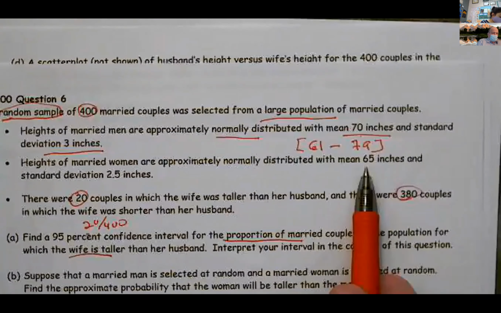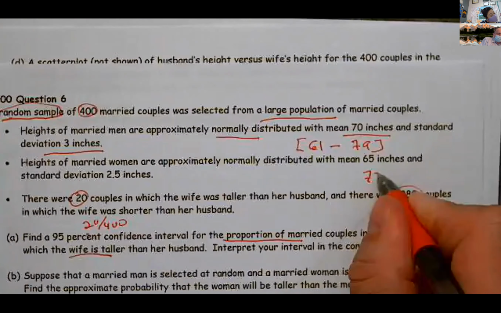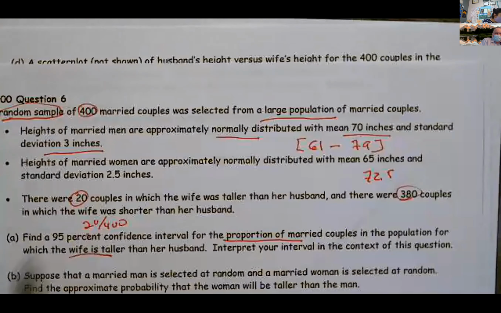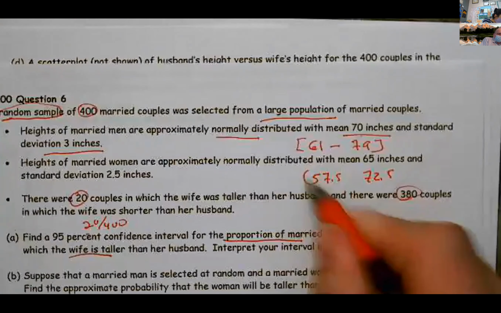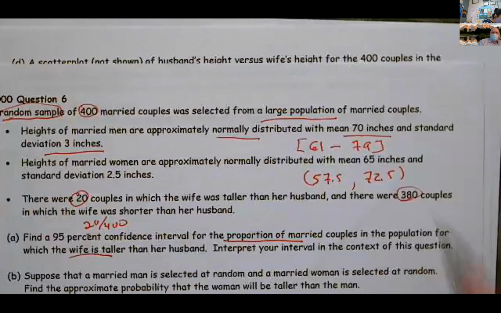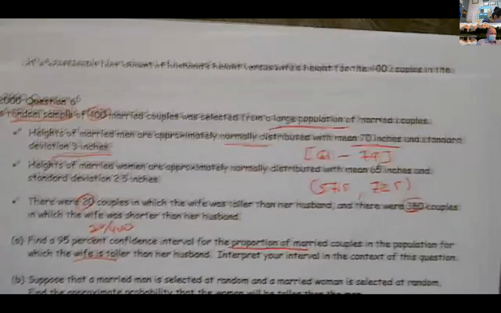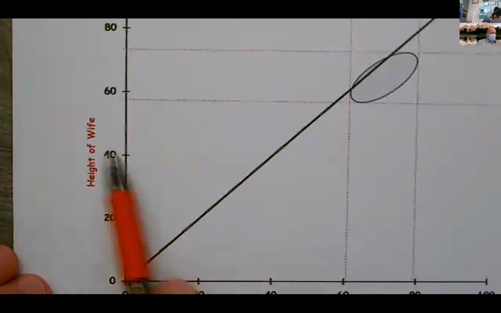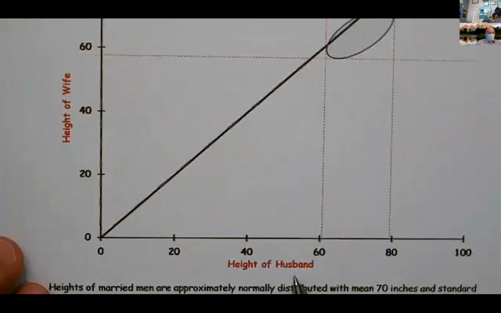And then I had the married women, and 3 standard deviations above would be 72.5, and 3 standard deviations below is 57.5. And I was like, well, I'm going to start with that, and I'm going to label one part of the graph men and one part of the graph women. As it turns out, it doesn't matter which axis you label the women and which axis you label the men.